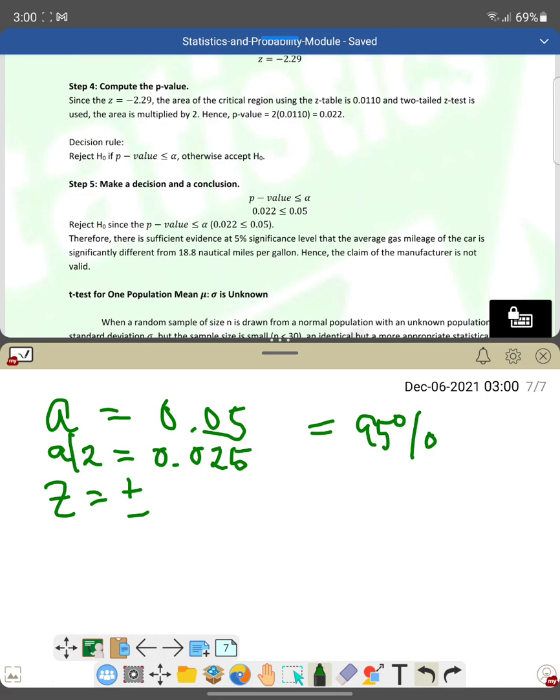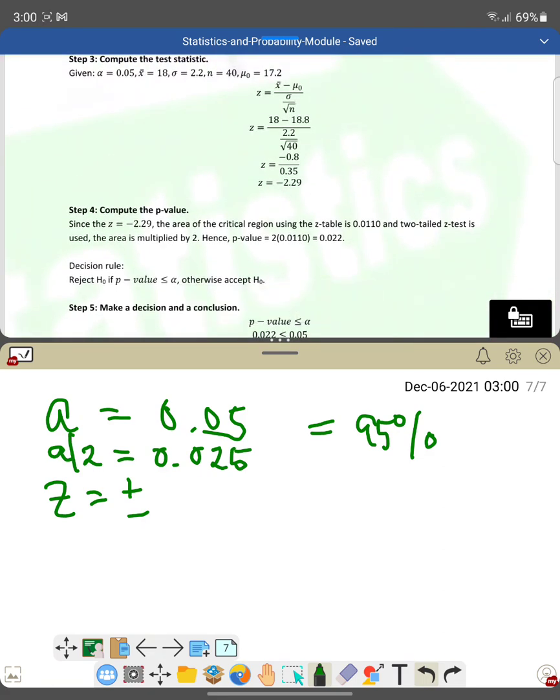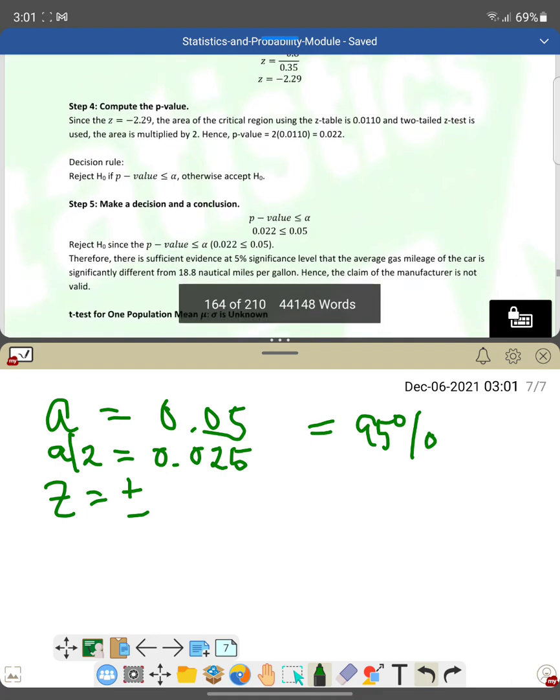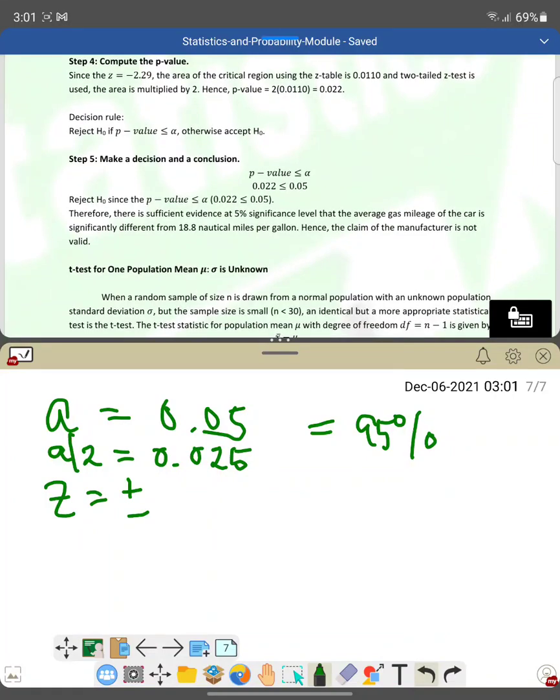So if we locate your negative 2.29, we have 0.0110 from the z table. And since it is two-tailed and negative, this is only from the left, and then we need to get from the right also, so 0.022. So based on the p-value approach, we have 0.022 is less than or equal to 0.05.